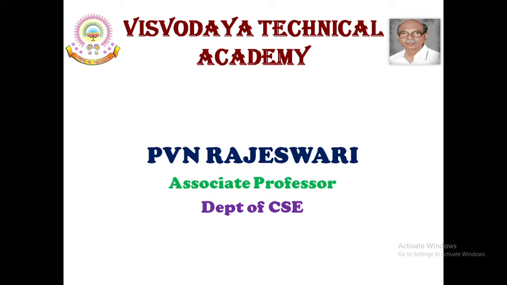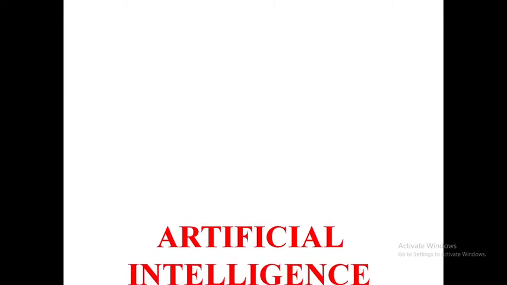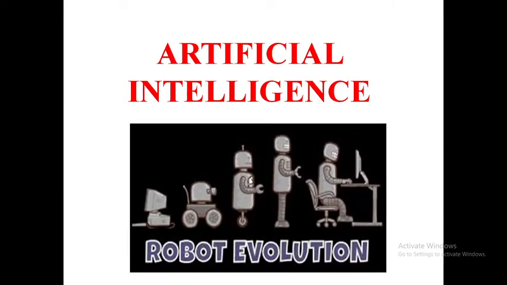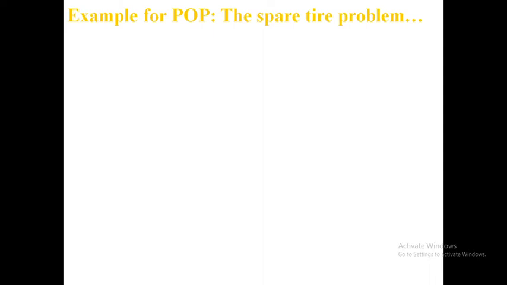Today we have one more example for partial order planning. It's a very interesting example. It's a basic problem also, always for us when we own a car. Okay, so the title of this example is the spare tire problem.